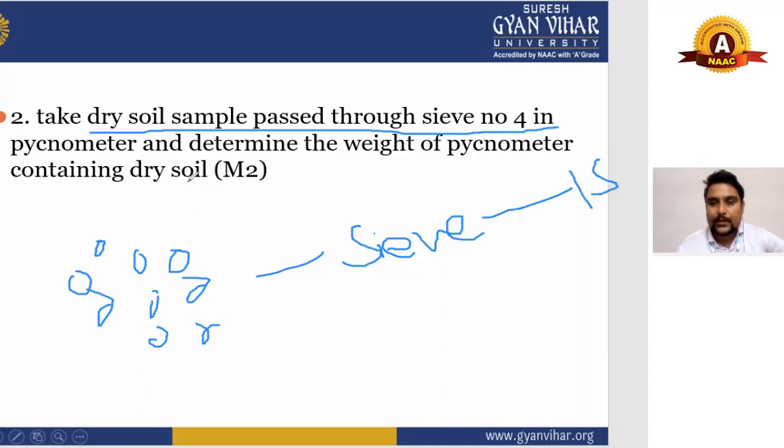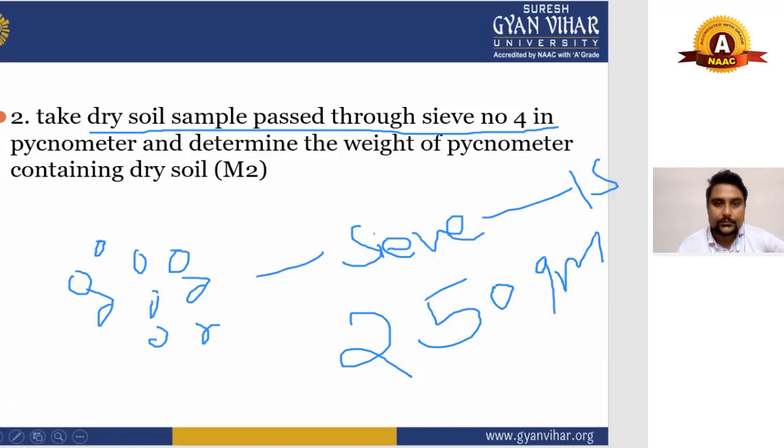number 4, and after that you have to take the weight of it. Like you can take the weight as 150 gram. You have to take the weight of it.